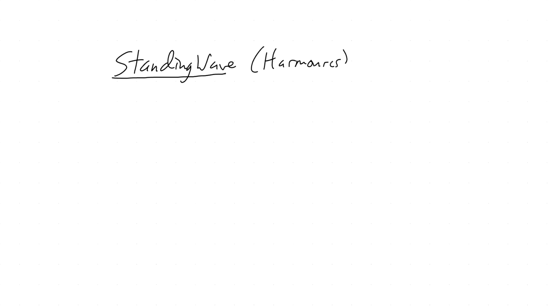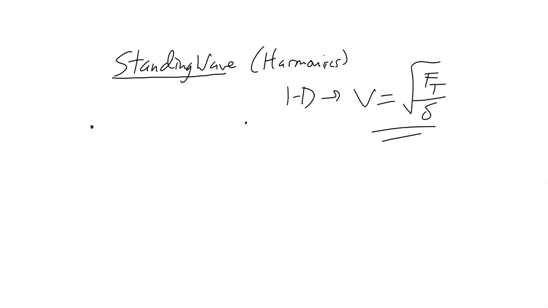What a harmonic wave is, otherwise known as a standing wave, is when you have... you can do it in 2 or 3 dimensions, but really we're going to do it in 1D. In a one-dimensional wave, recall that the velocity of a wave is the square root of the tension over the linear density. The linear density is mass per length.